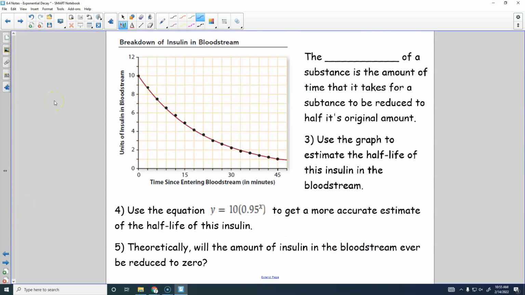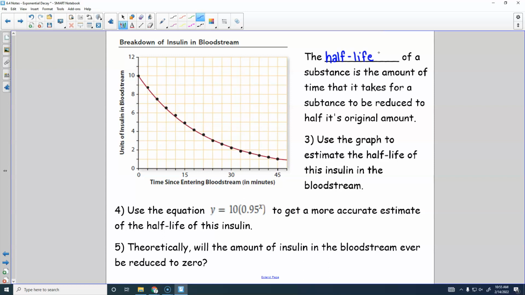Okay, so something really important in medicine and science, and you're just going to see this a lot, is this term right here, half-life. Has anybody ever heard that before? Okay, half-life is really important. Like I said, medicine and science are two places that it really shows up. So the half-life of a substance is the amount of time that it takes for a substance to be reduced to half its original amount. So how long it takes for there to only be half left.